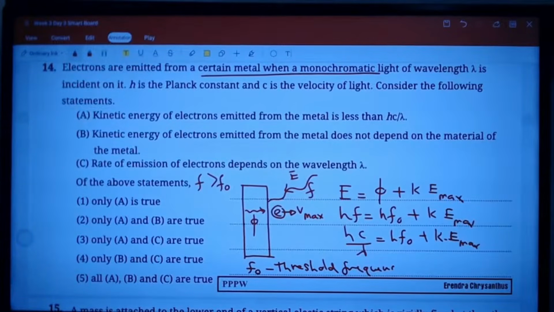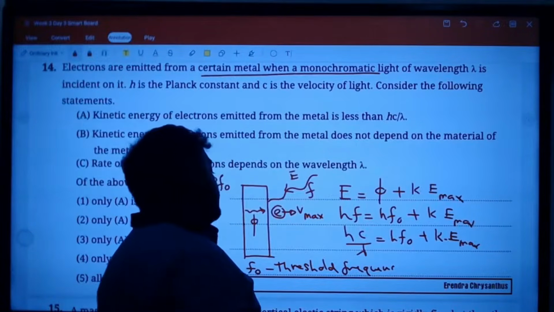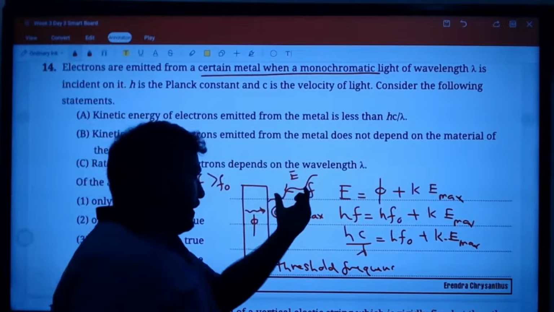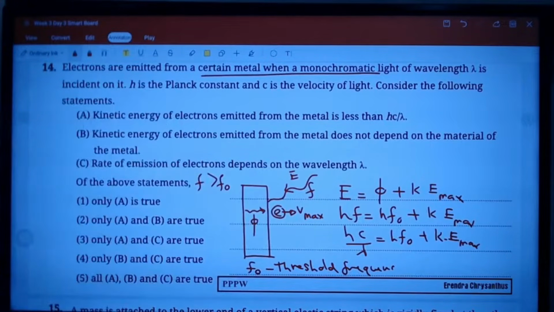The photoelectrons are emitted only when the incident frequency is greater than the threshold frequency. Right.